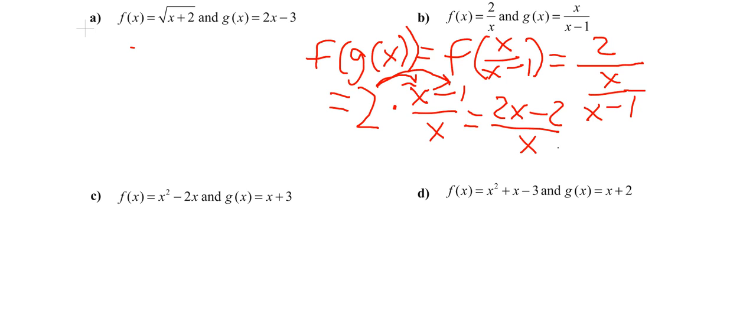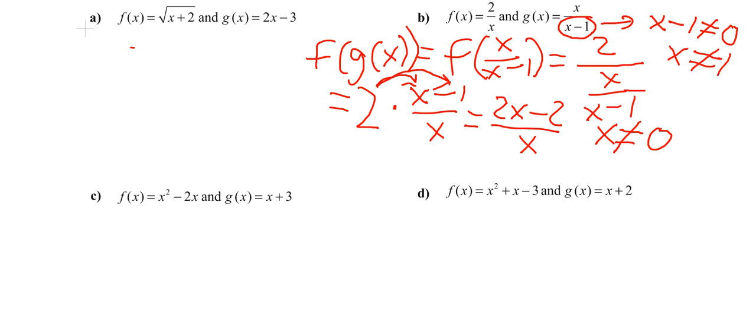And now I have to state the domain. So the domain over here, x can't be 0 because you can't have a denominator of 0. And then you have to also check your domain in your original g of x. So for this, it's a denominator, so it can't be 0 either. So x minus 1 cannot be 0, which means x cannot be 1. So our domain is this, x cannot be 0 or 1, and here's the answer.